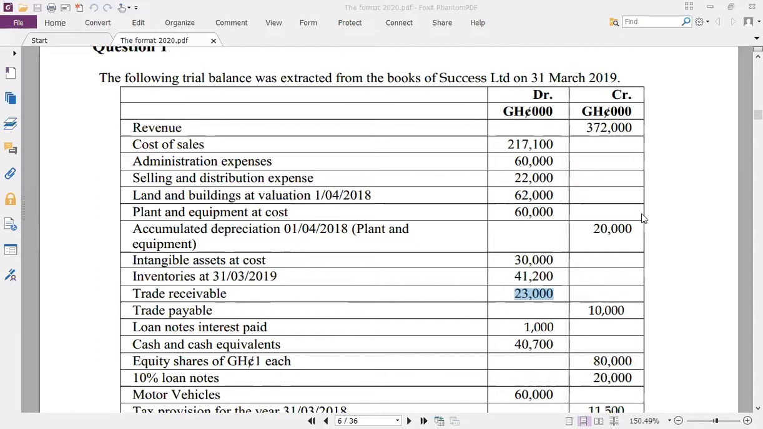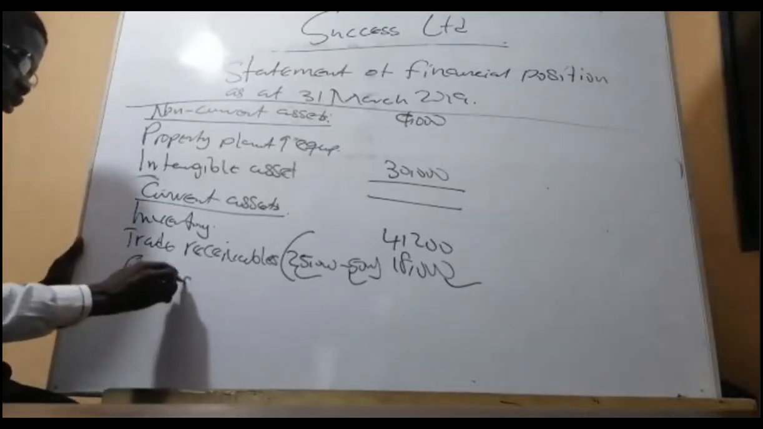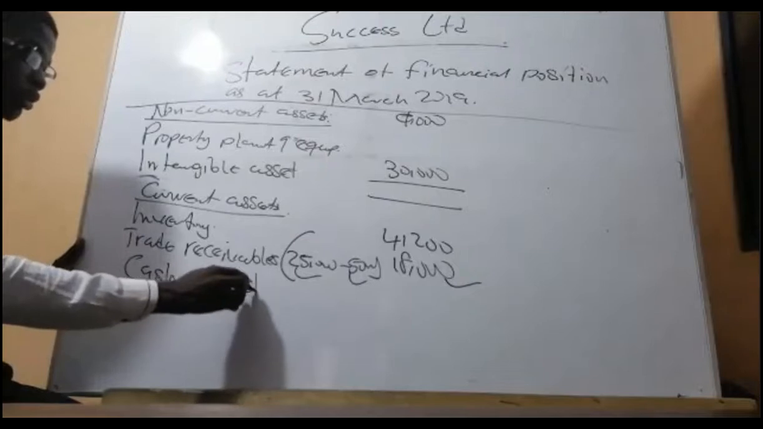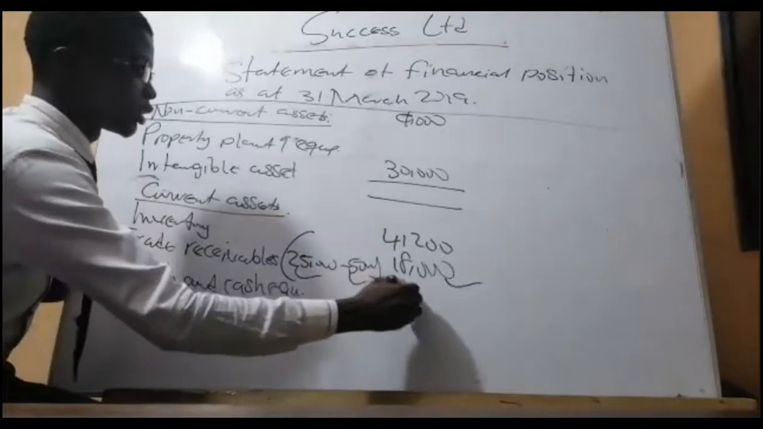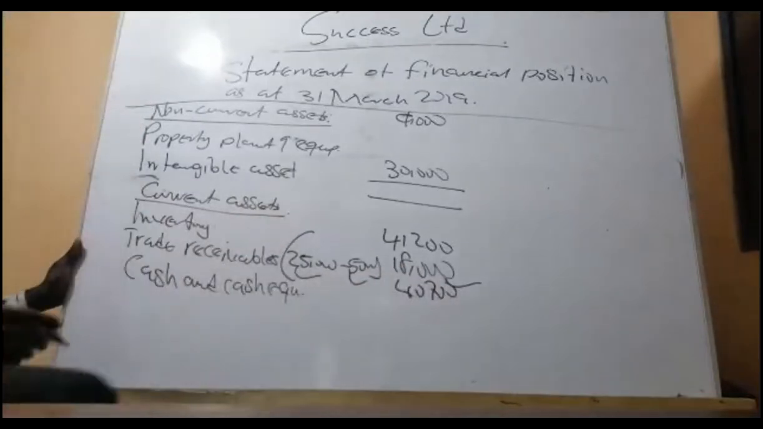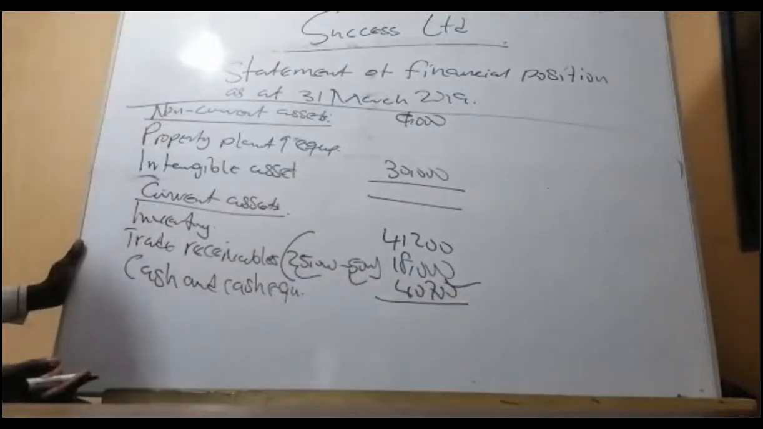Then cash, in hand and cash at the bank. Here they call it cash and cash equivalent. So you have to make it good and record cash and cash equivalent. Cash and cash equivalent. So we call it cash and cash equivalent. Now it is 40,700. So finally, when we put all together, what will be the answer?